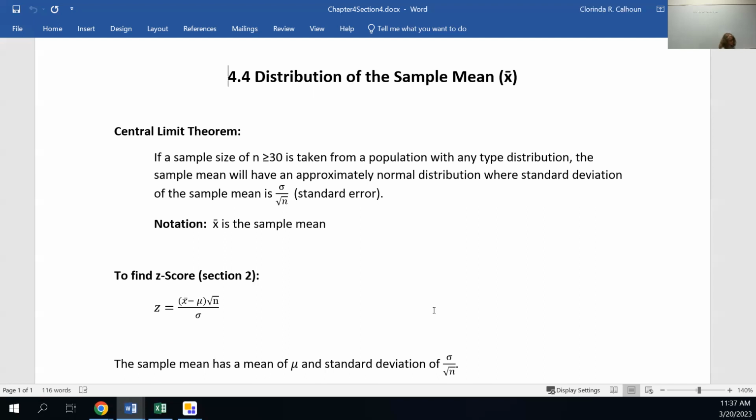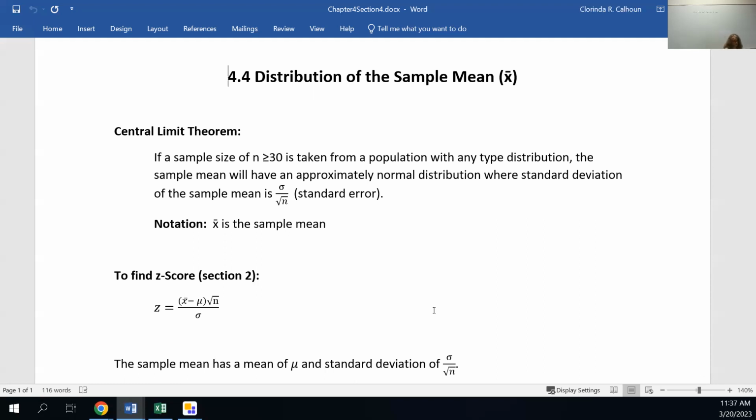We have this central limit theorem that says if a sample size is 30 or greater, taken from a population with any type of distribution, the sample mean will have an approximately normal distribution, and the standard deviation of the sample mean is now going to be called the standard error, which is sigma divided by the square root of n. N is your sample size.